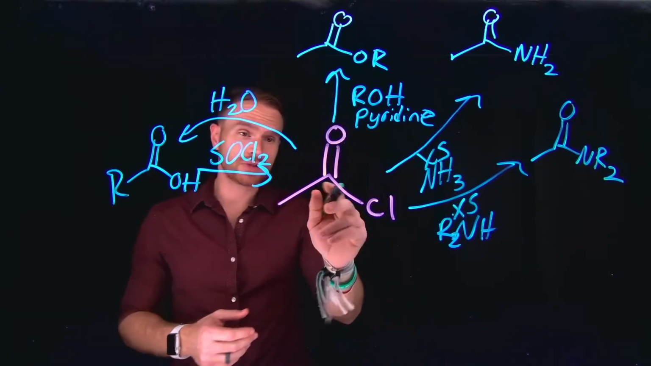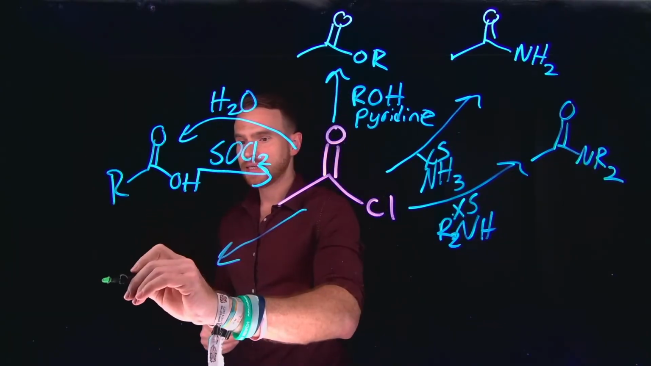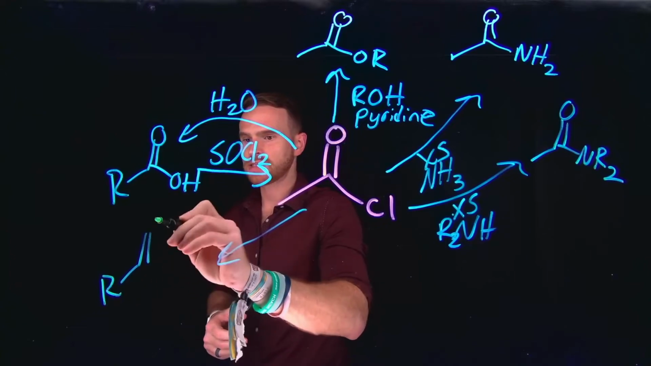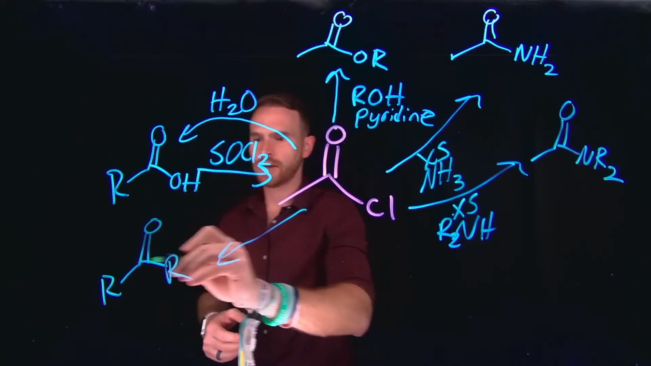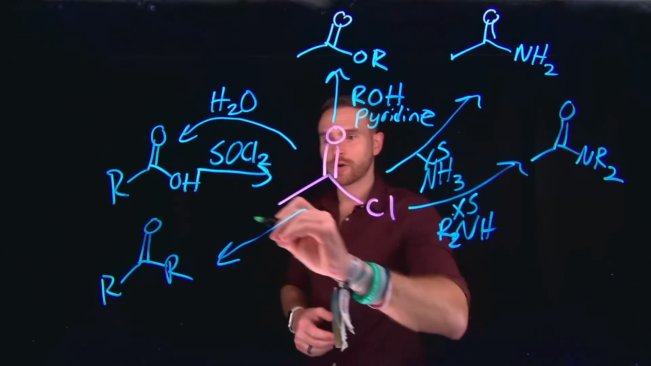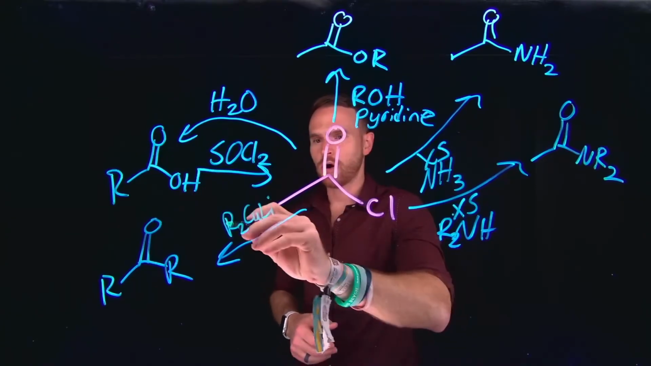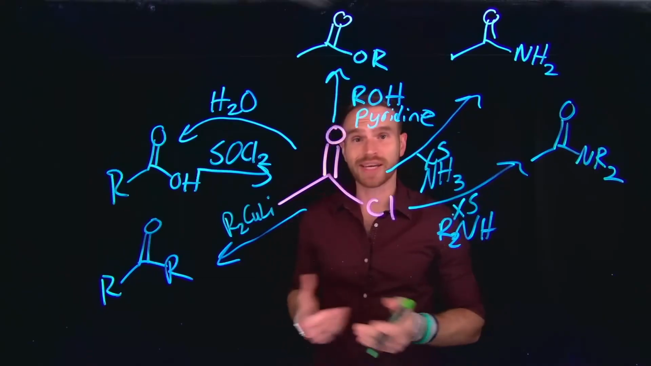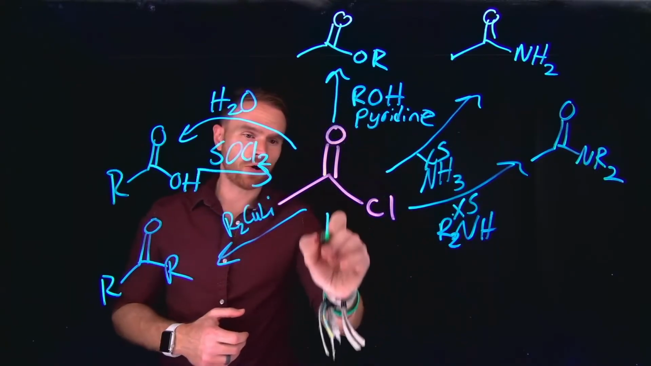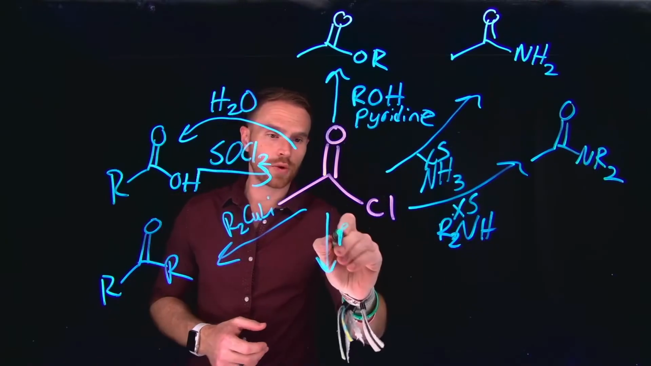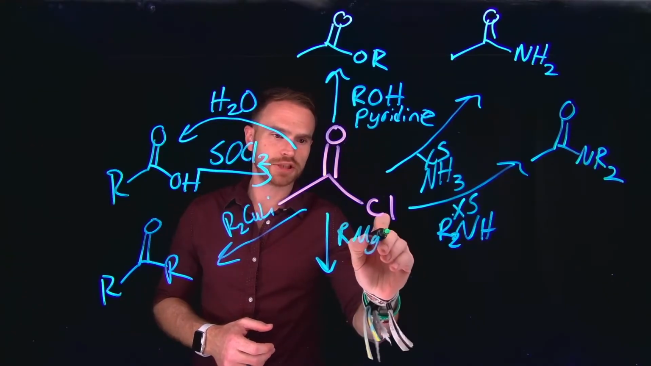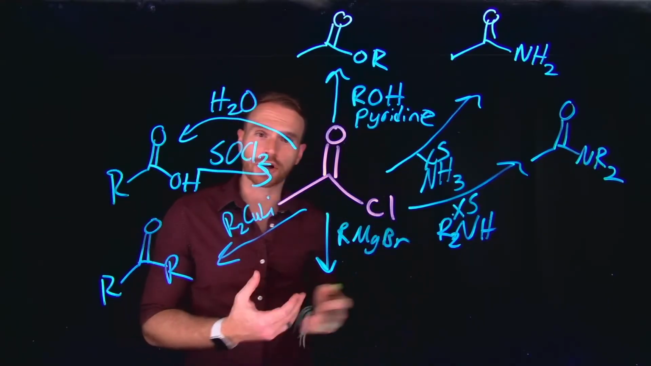We can also use acid chlorides to create ketones. So remember, a ketone is going to be an R group coming off the carbonyl by using an organometallic reagent, which we'll learn about more in this course. So R2 Cu Li, lithium dialkylcuprate, that's called a Gilman reagent. Acid chlorides also undergo reactions with Grignard reagents. So RMgBr, for example, is what's called a Grignard reagent.